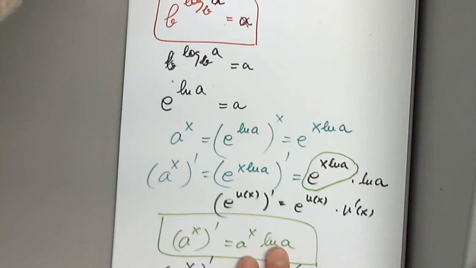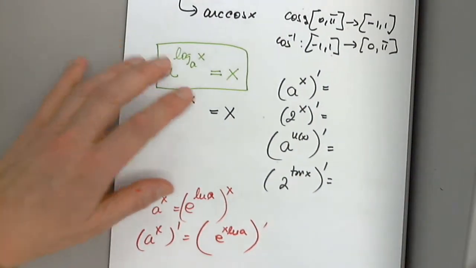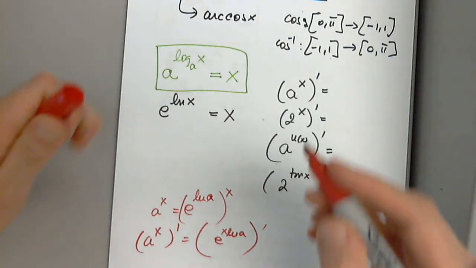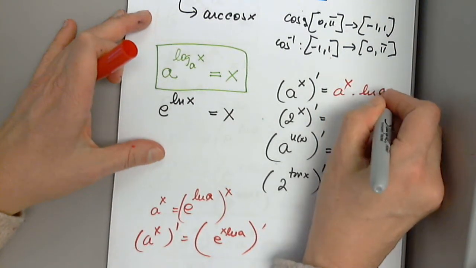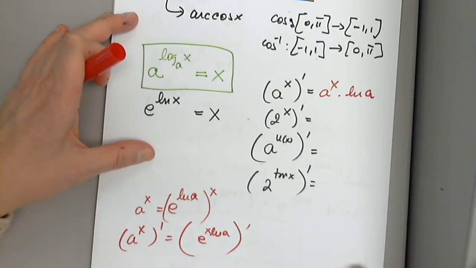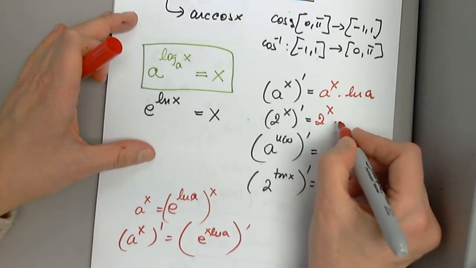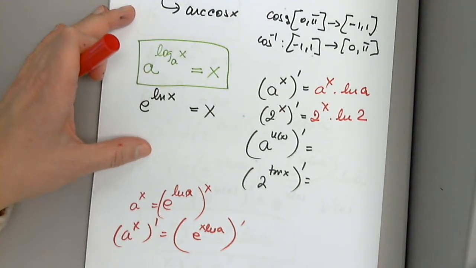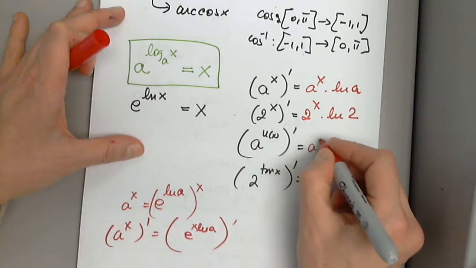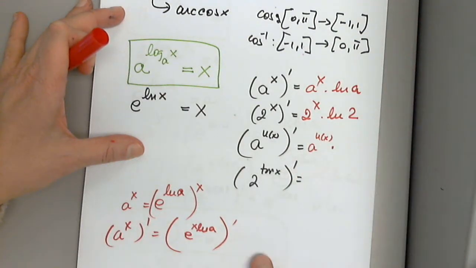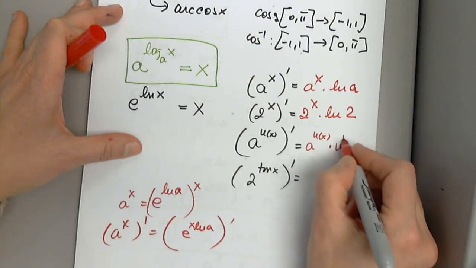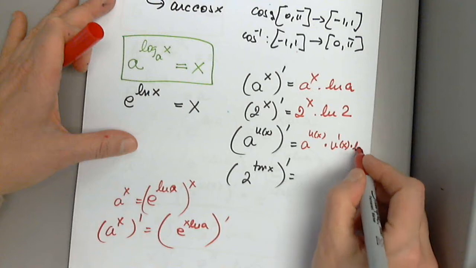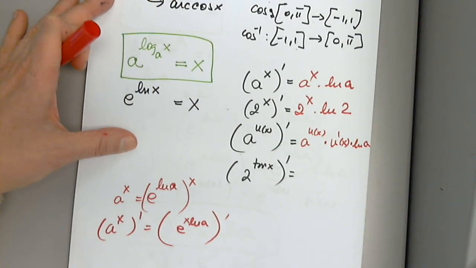So let's come back to our list, and now you will tell me the answers. How much is a to the x prime? Excellent. How much is 2 to the x prime? That's it. How much is a to u prime? Must be a to u of x times u prime of x. Very good. Awesome. Times natural log a.